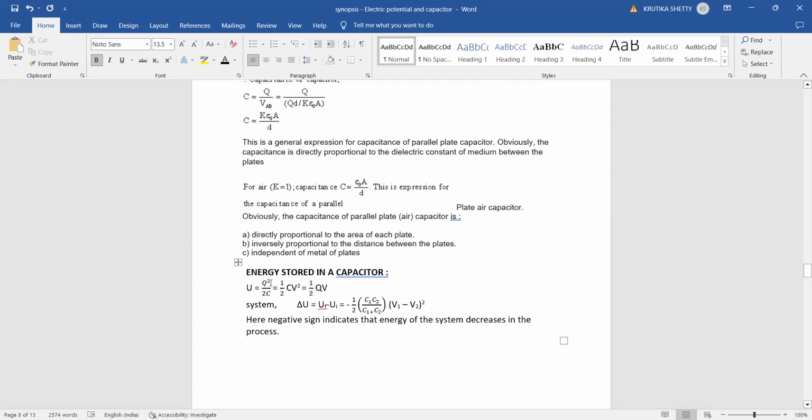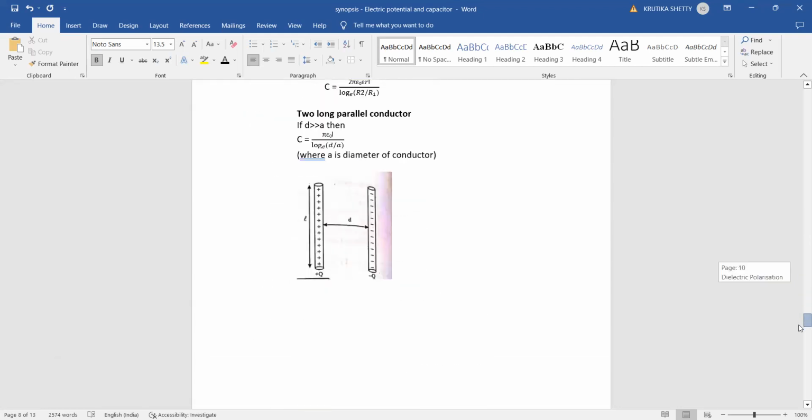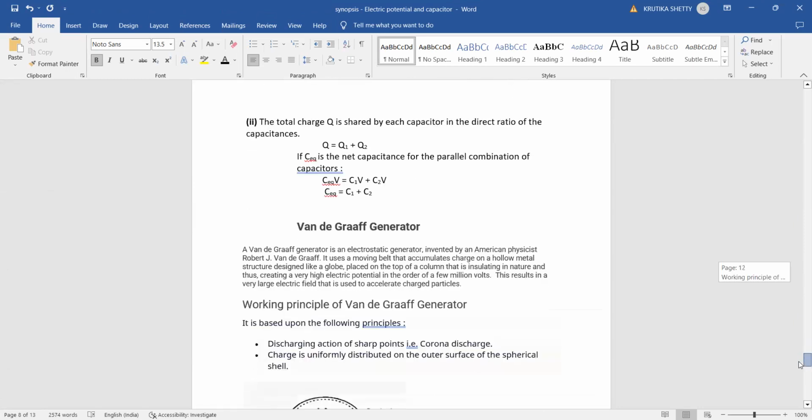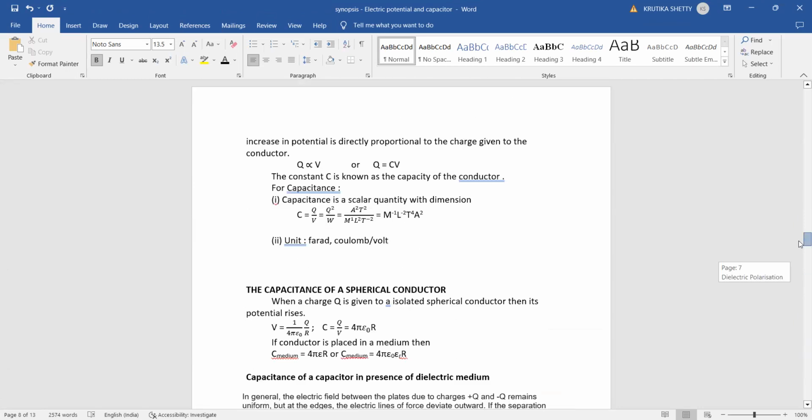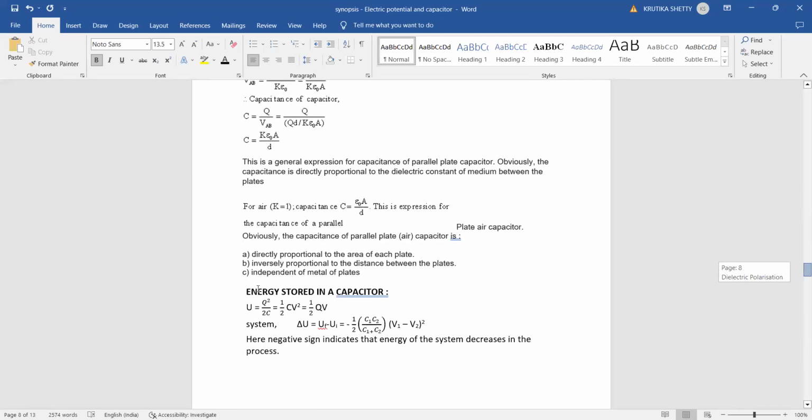Yes. Next, the energy stored in a capacitor. Here it is Q square divided by 2C. One minute, I think I have not written the derivation in this. So this is series parallel. Okay. Yes. So here the energy stored in the capacitor is given by U is equal to Q square upon 2C.